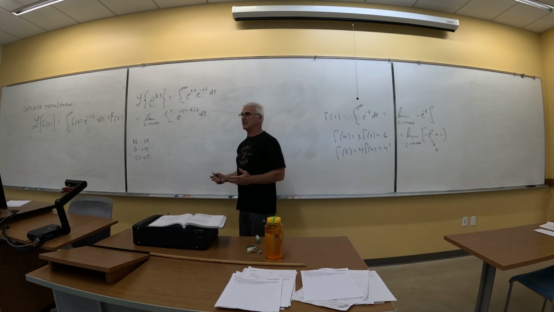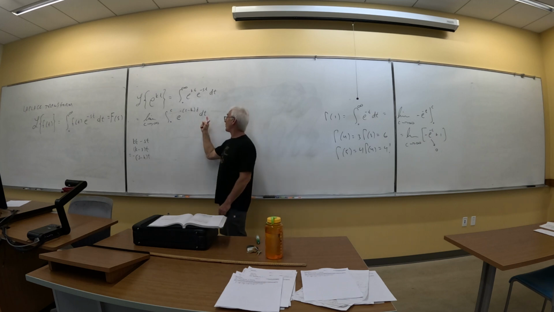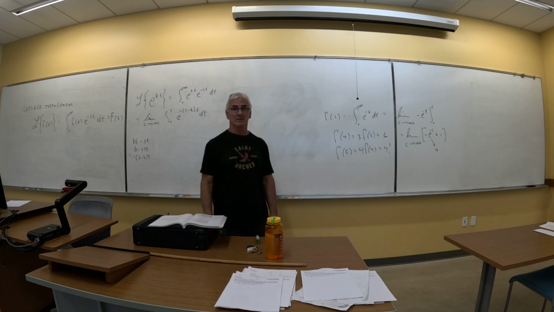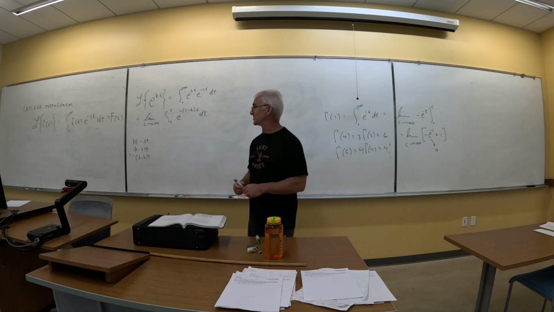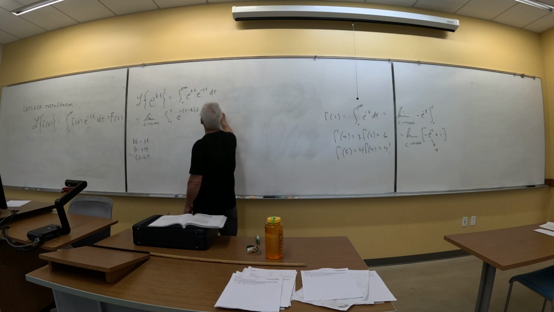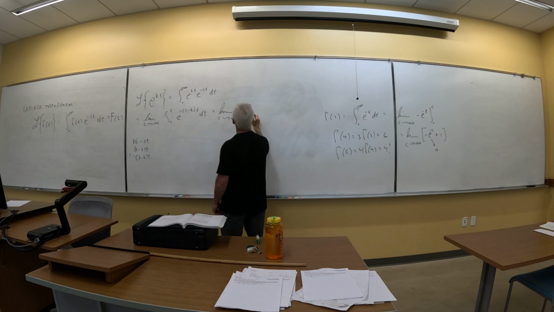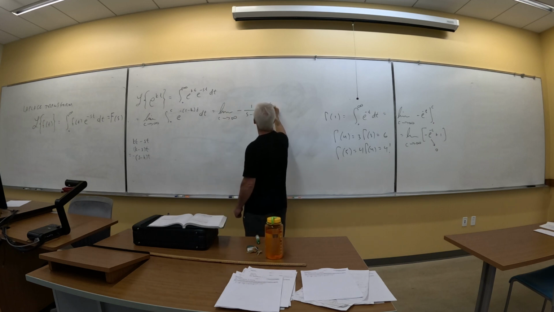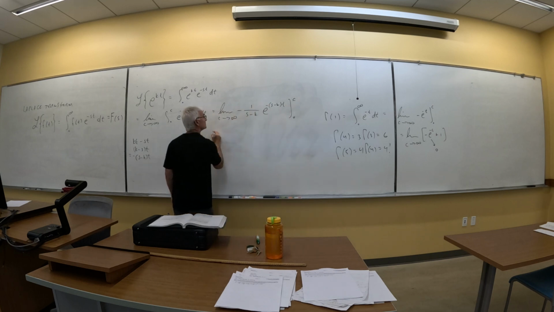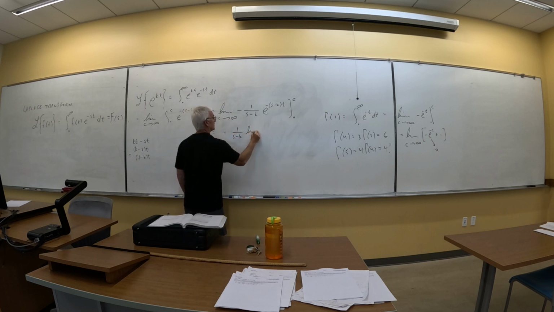Now, I have e to the thing. Is that an easy integration? By the way, as far as t is concerned, s and k are just constants, aren't they? Everybody understand? They're just constants as far as t is concerned. Okay, so this is the limit as c goes to infinity of, what's the antiderivative of this? Negative 1 over s minus k, e to the negative s. And I'm evaluating from 0 to c. In fact, if you want, I can do this, couldn't I? Yeah.